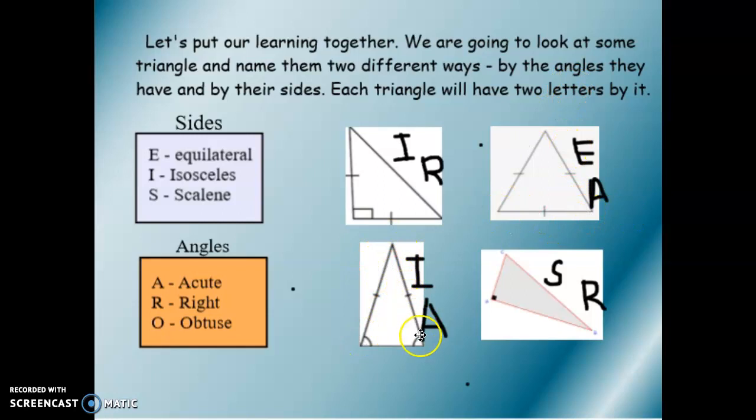This is also an isosceles triangle because 2 equal sides. This one tells me it is acute because we have acute angles in all three angles. This one is a scalene triangle because no sides are equal, there's no tick marks, and we know it's a right triangle because it has the right angle in the corner.